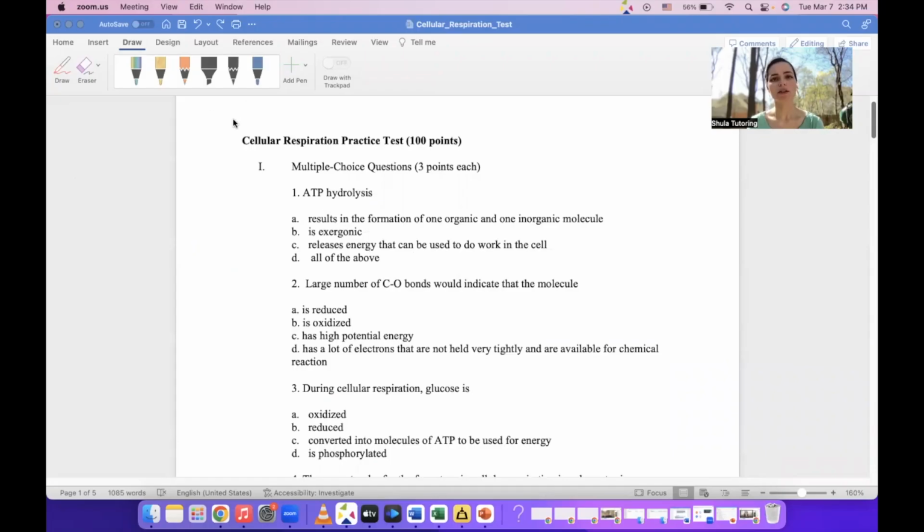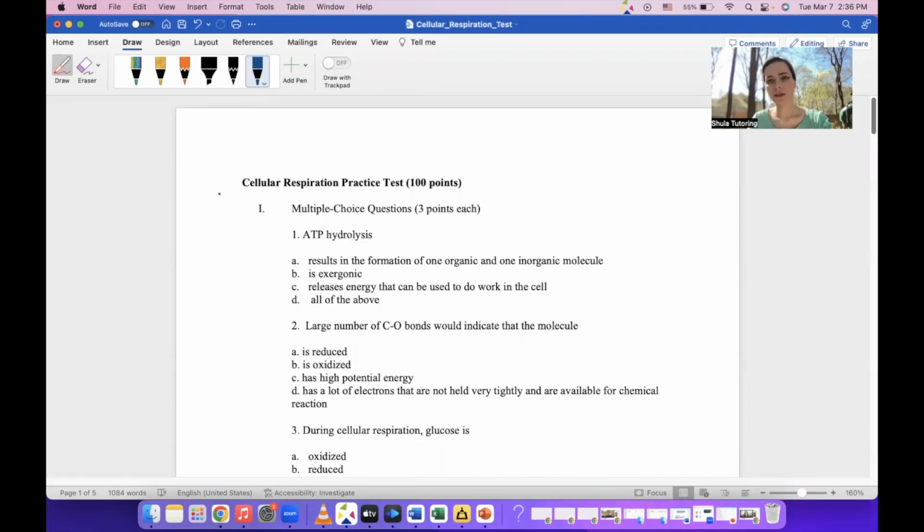Okay, so let's start. First, we will go over multiple choice questions, 3 points each. Number one, the first question: ATP hydrolysis is what? We have 4 different choices here. A, results in the formation of one organic and one inorganic molecule. B is exergonic. C, releases energy that can be used to do work in the cell. And D, all of the above.